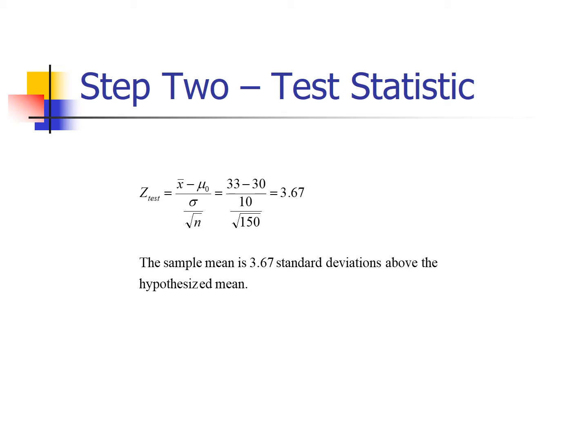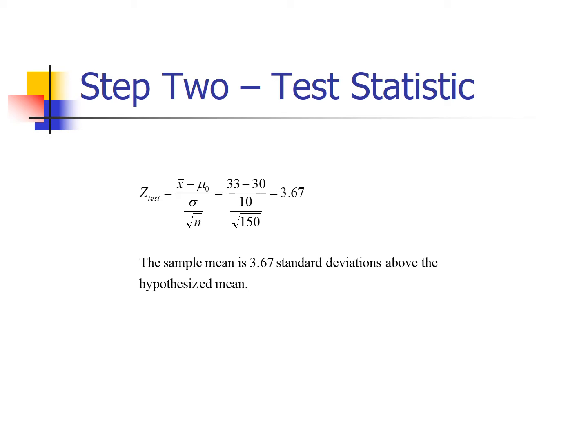The fact that this is 3.67 means what? It means that the sample mean is 3.67 standard deviations above the hypothesized mean, right? I could also, without this formula, have observed that the sample mean is 3 grams of fat more than the hypothesized mean, right? 33 is 3 above 30.